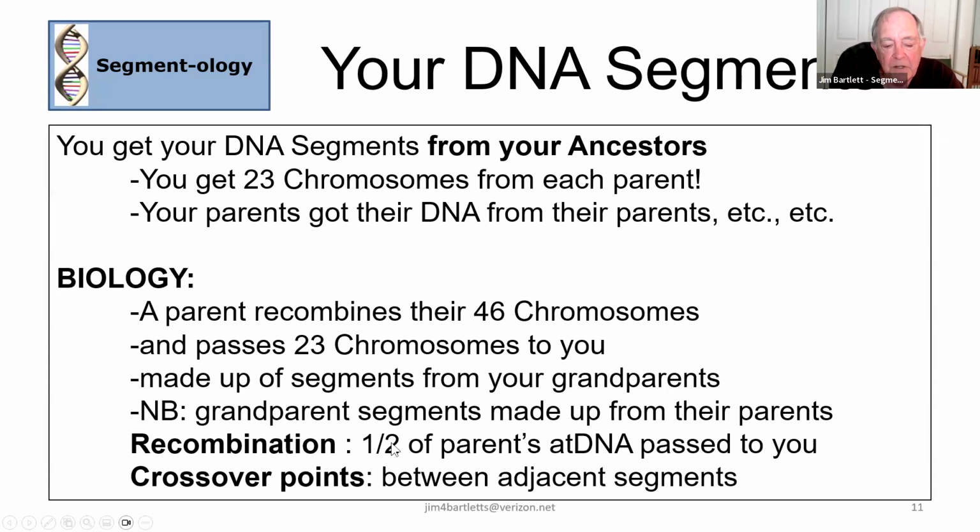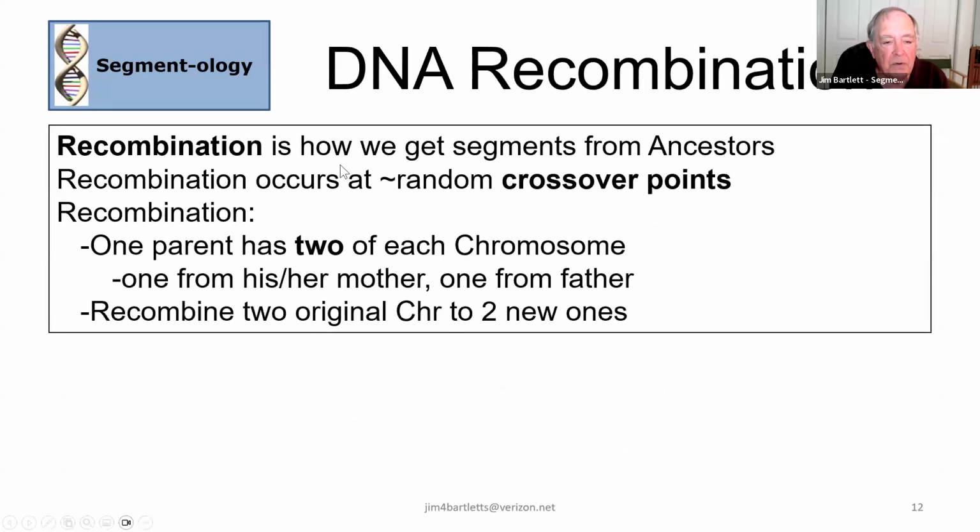So the grandparent segment is made up from their parents. So with recombination, half of your parents' autosomal DNA is passed to you. For exactly those first 22 chromosomes, you get the same amount from mom and dad, and you get a little bit different in the other 2 chromosomes. And the crossover points are points between adjacent segments. I'll show you this in a second. So recombination is how we get segments.